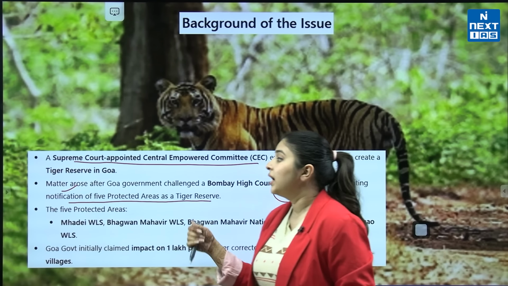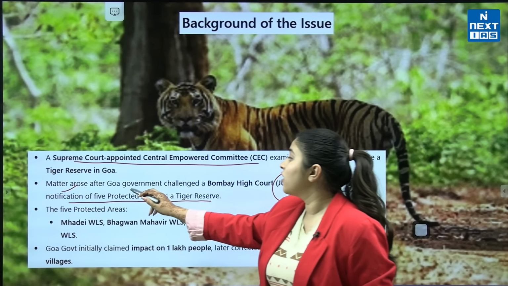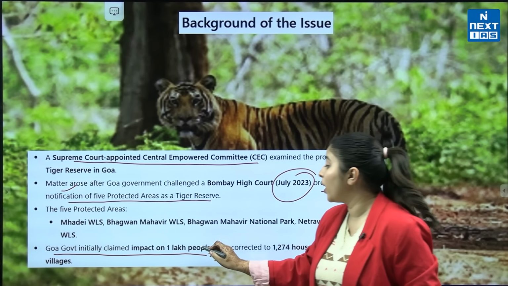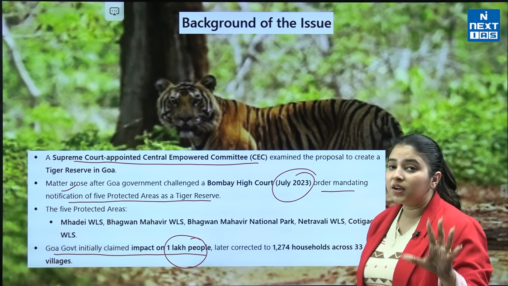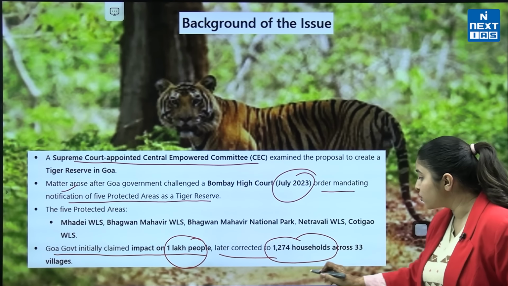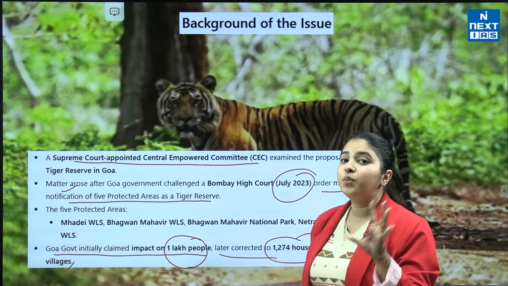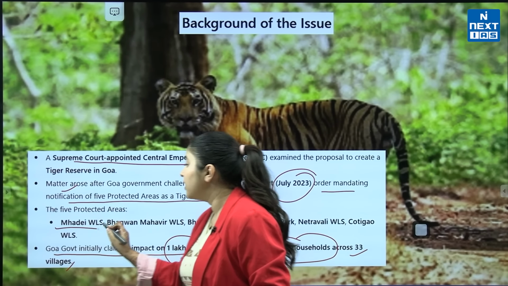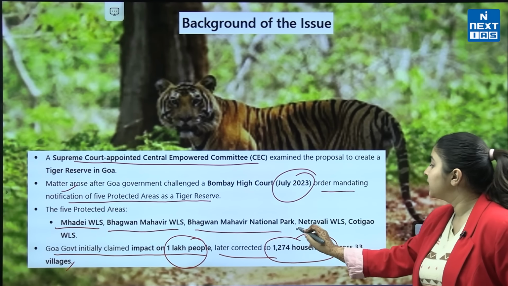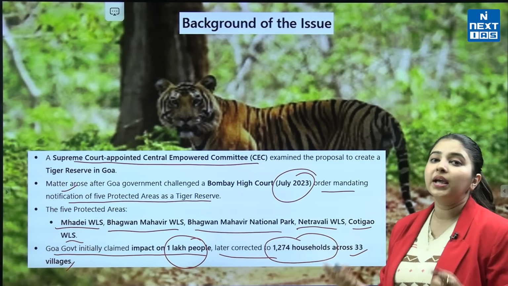Now the Bombay High Court said that there are 5 areas that should be made a tiger reserve in Goa, but the Goa government challenged that order. The Goa government initially claimed that the impact will be on 1 lakh people if the tiger reserve is declared in Goa. Later they corrected it to 1,274 households across 33 villages. So that is what the Goa government claimed. Now the 5 protected areas are, let us understand, Mahadei WLS, Bhagwan Mahavir WLS, Bhagwan Mahavir National Park, Netravali WLS, Kotigao WLS. Now these are the 5 areas which are asked to be made a tiger reserve.